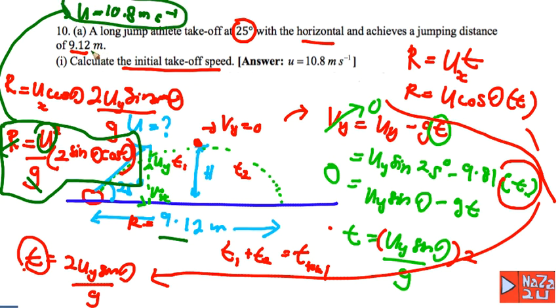As I said, in the exam, if the list of formulas is given by the question, you can use the equation straightforwardly. But this is how we derive it: r is equal to u squared times 2 sine theta cos theta divided by g. From this formula, you can find the value of u, the initial takeoff speed.